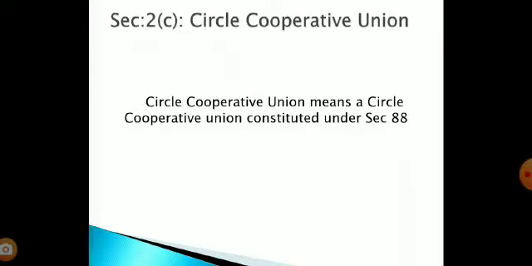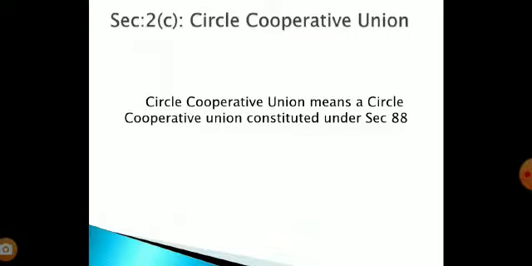And section 2C defines Circle Cooperative Union. Cooperative circle and state cooperative unions are the new provisions introduced in the KCS Act 1969. In the previous act, there were no such provisions regarding the constitution of the circle cooperative union as well as the state cooperative union. The circle cooperative unions are formed in each circle, that means in each taluk, and as an apex body, the state cooperative union is constituted at the state level.